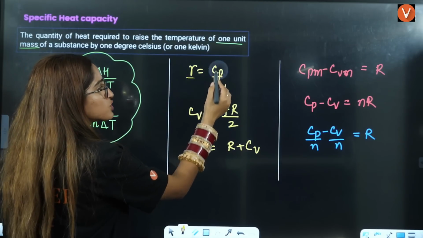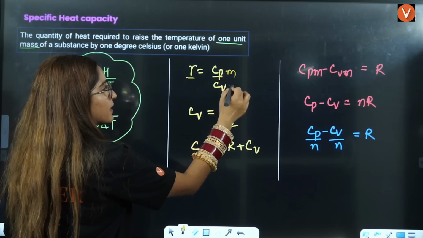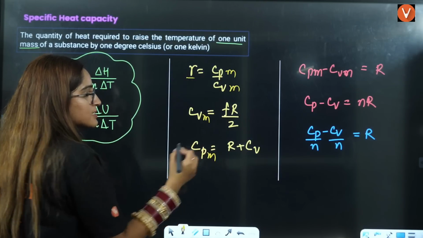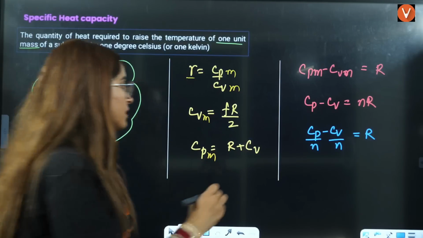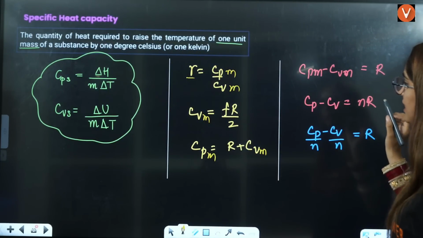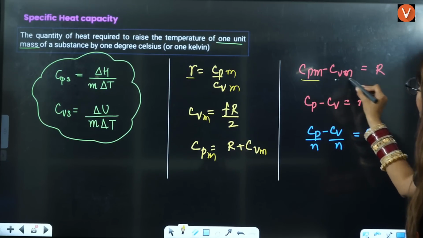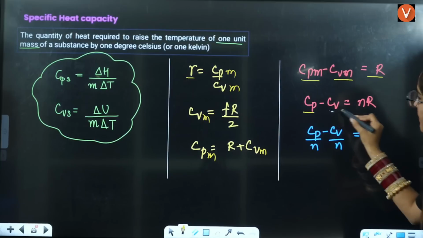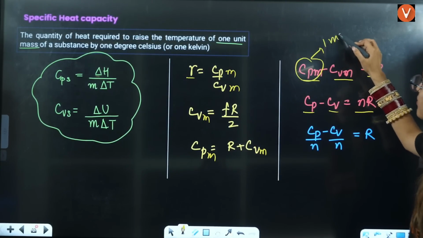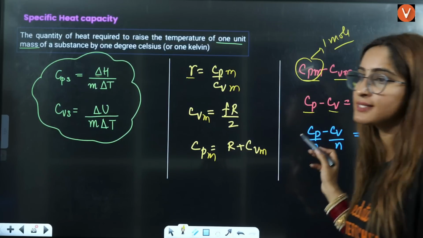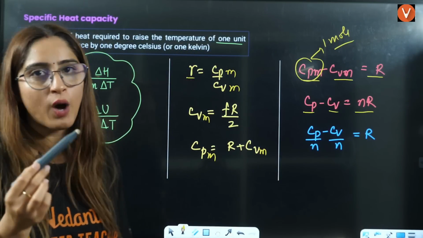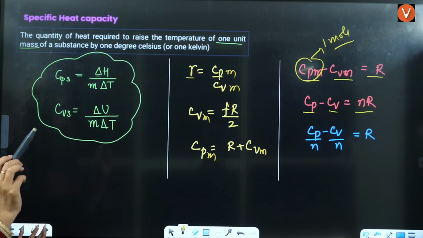So gamma is equal to Cp by Cv. Here you can write Cpm by Cvm. Cvm is fR by 2. Cpm is R plus Cvm. Now, you should remember this thing, that always Cpm minus Cvm is equal to R. Cp minus Cv is equal to nR. Because here I am representing this for 1 mole, that is why Cpm minus Cvm is equal to R, but Cp minus Cv is equal to nR. That is very important to note down.